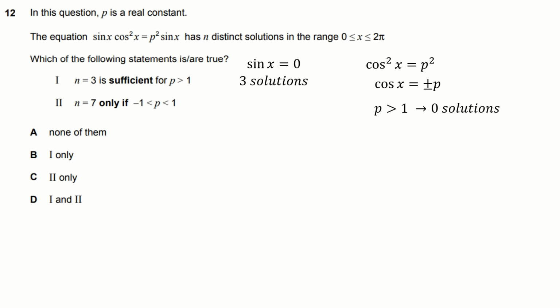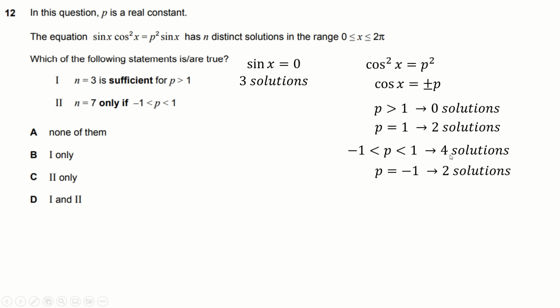I'm actually going to break it down. If p is bigger than 1, it obviously has 0 solutions because cos doesn't go that high. If p is equal to 1, it has 2 solutions because you'd have cos x equals p, or cos x equals 1, or cos x equals -1. Both of those have 1 solution each in this range. If p is between -1 and 1, you get 2 solutions for each of these. So if p is like 0.5, cos will be 0.5 twice in one cycle, and it will also be -0.5 twice in one cycle, which gives you 4 solutions in total, and then it's just the same backwards this way around.